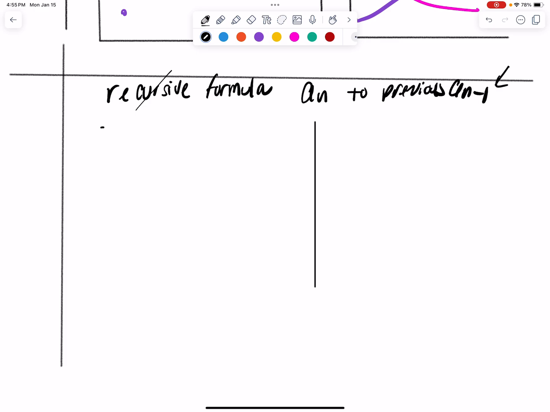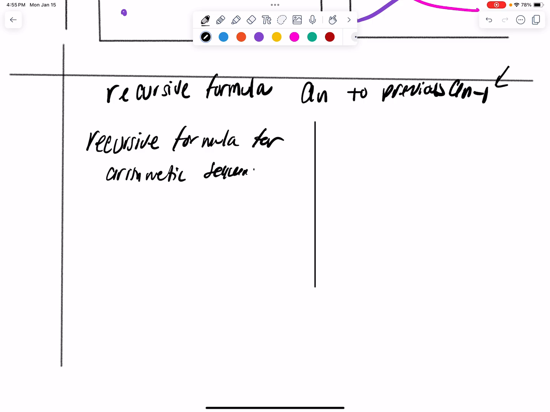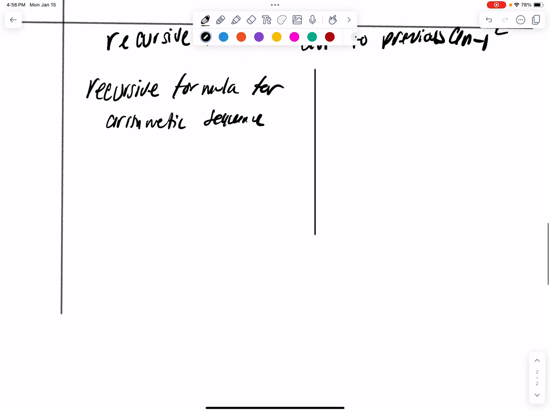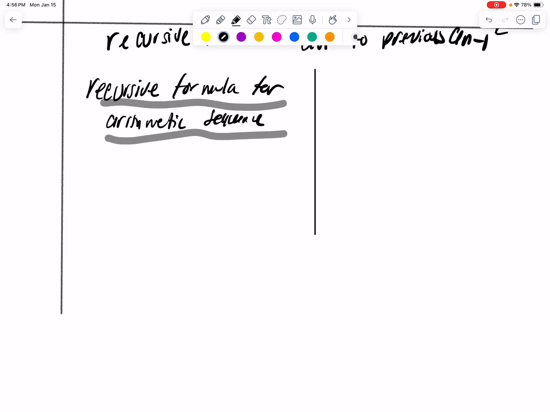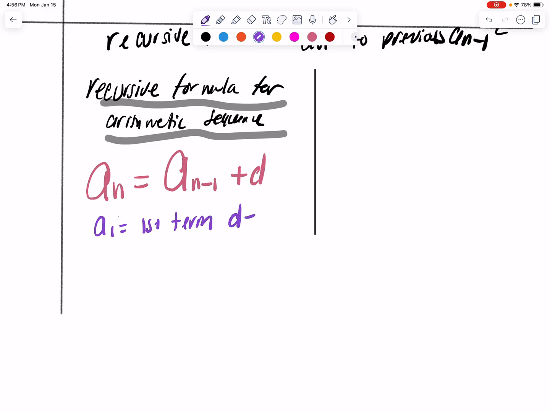All right, so the recursive formula for an arithmetic sequence. I'll do it, and let's get other colors, you guys. Oh, this one's pretty. Okay, recursive formula for that one. It's a_n, that's always the beginning, equals a, the previous, so n minus 1, plus d. Remember, d was the common difference, okay? A1 is the first term, and d is the common difference.